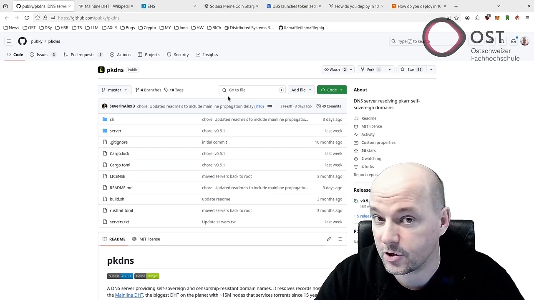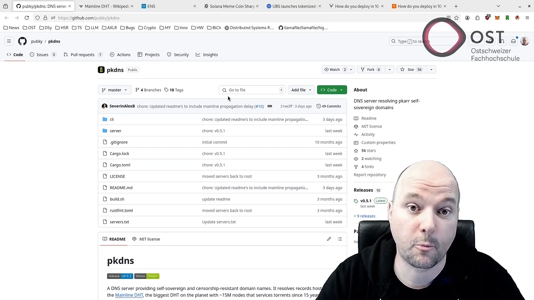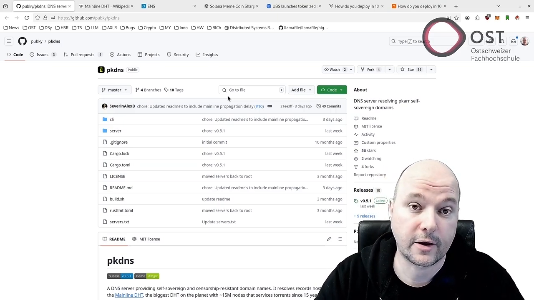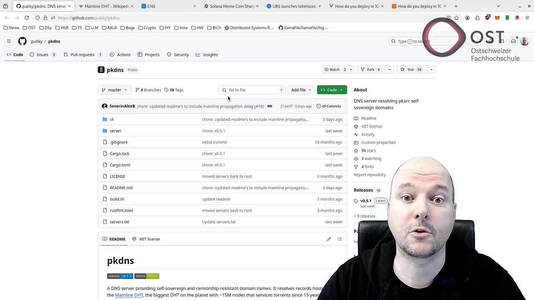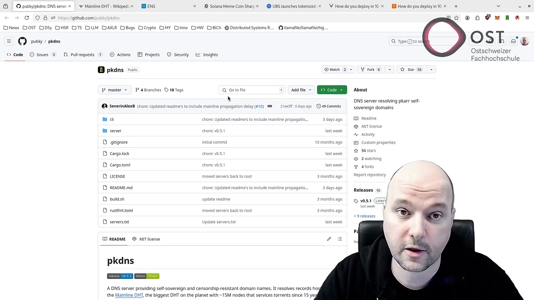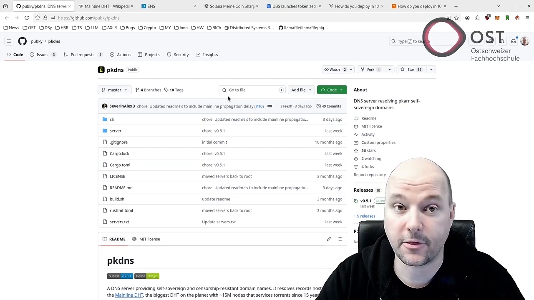And the advantages are there's no central authority required for domain name registration or resolution. Another advantage is immediate domain name registration without any bureaucracy, no credit cards, no nothing. And it's resistant to traditional DNS censorship methods.